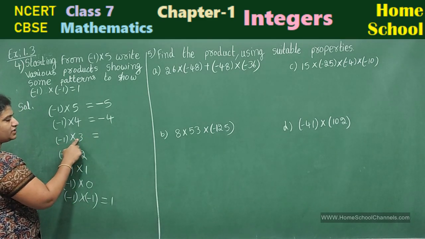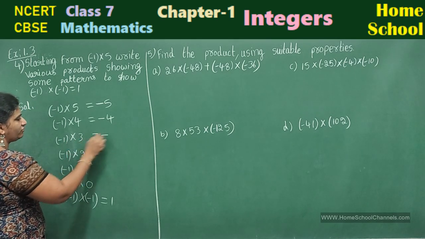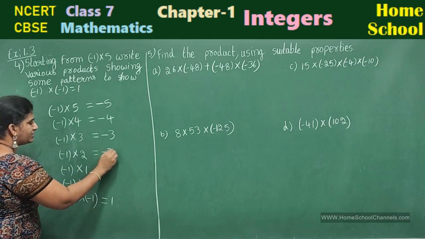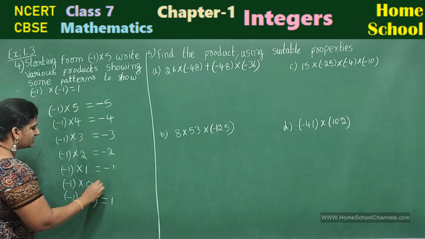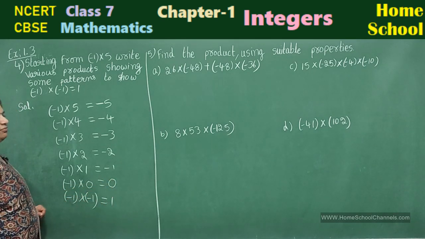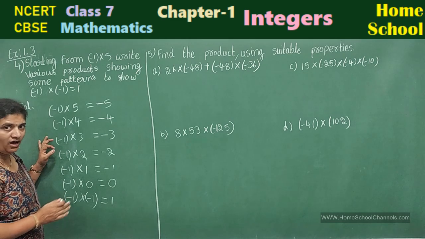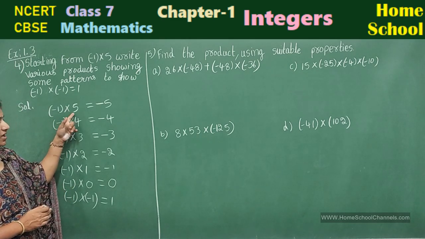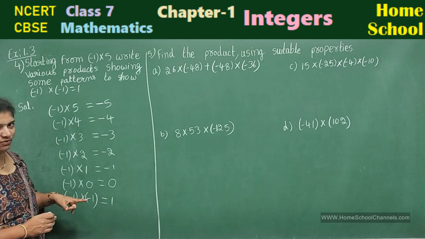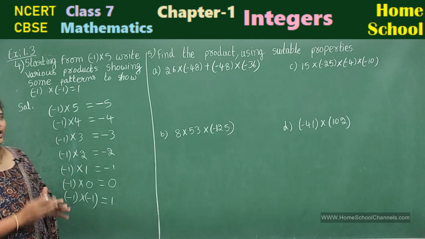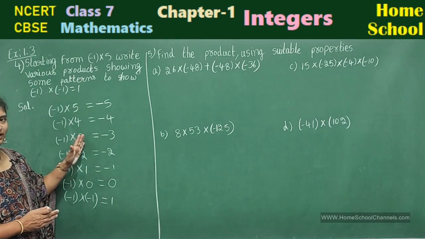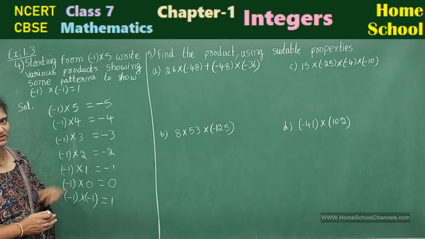Similarly, minus into plus, -1 into 3, 3. -3 is the answer. And here -2. And here it will be -1. And here -1 into 0 will be 0. Okay, we need to find the product starting from here to here. Once again do this problem, then it will be clear for you. When you are doing any product, do the product of sign first and then numbers.